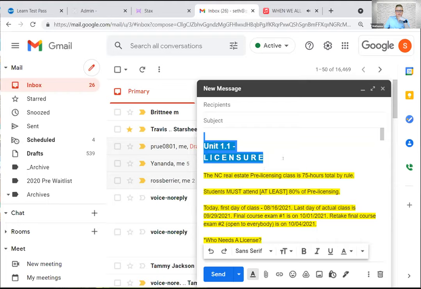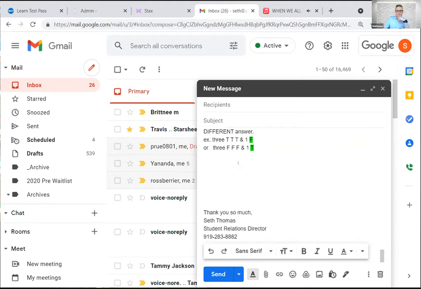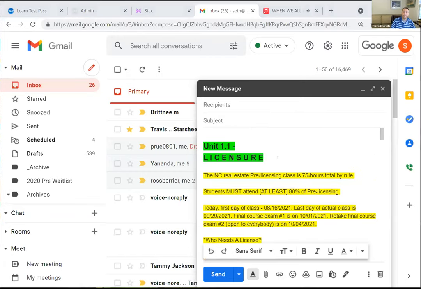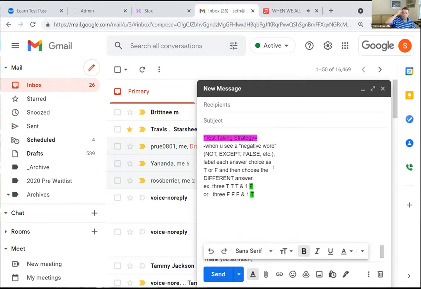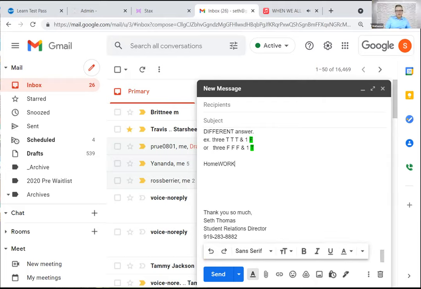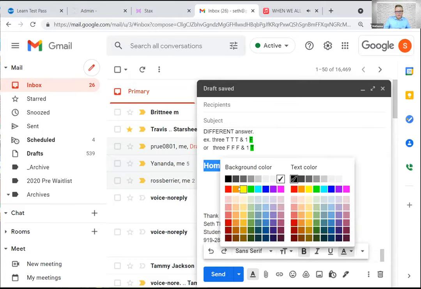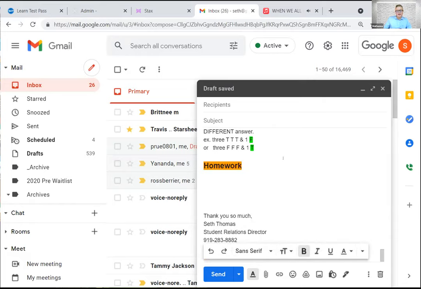And then right underneath this unit 1.1, I'm going to have another one down here that says unit 1.2, big and green. And speaking of unit 1.1, there is a quiz already specific for unit 1.1 in Learn Test Pass. I'm sure Seth will put that in the recap email as far as homework goes, but you have a quiz related to who needs a license in Learn Test Pass that you can take this evening before we roll into class again on Wednesday, so that you are staying caught up and getting that stuff cemented in. On that topic, it will look like this for your homework, the things you need to stay on top of. And I usually do that in orange.